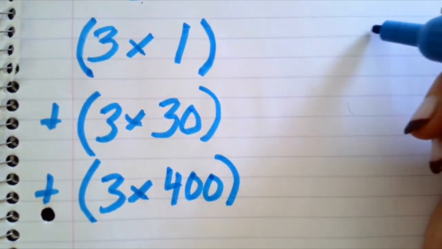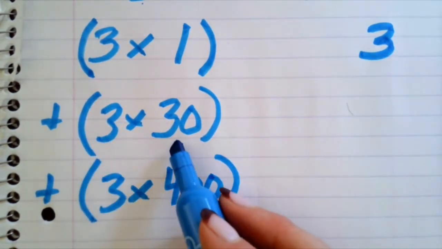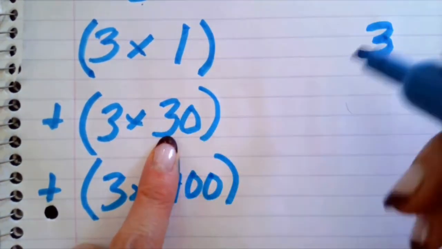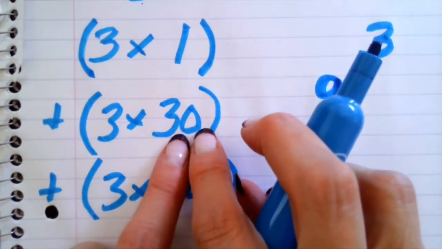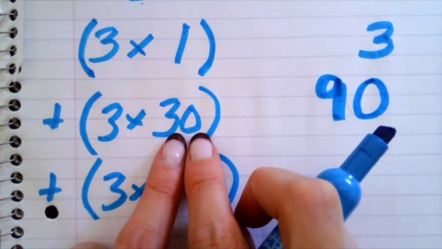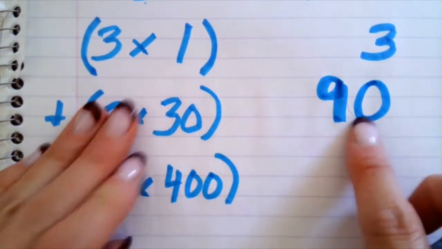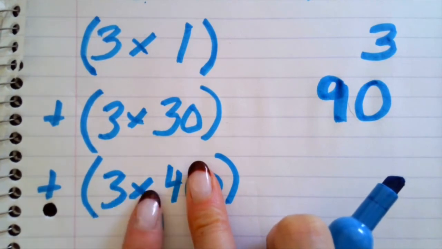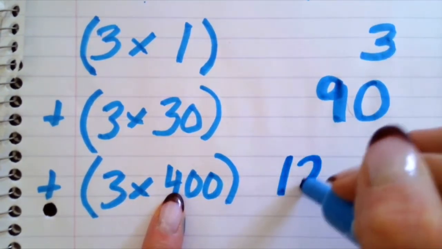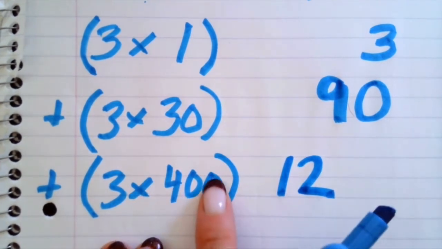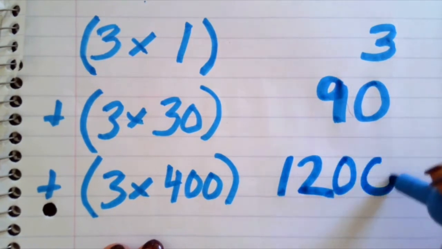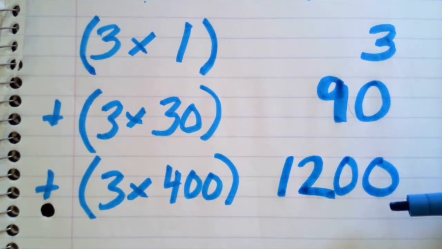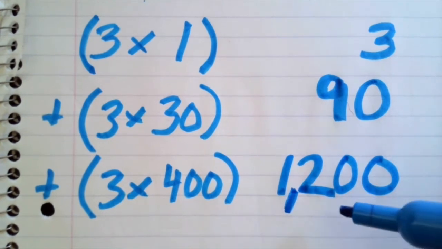3 times 1 is 3. 3 times 30, remember the associative property, cover the 0. 3 times 3 is 9. Put the 0 in the ones column because we are multiplying by 10 there. 30 is 3 times 10. What's 3 times 400? Cover up the zeros and remember 3 times 4 and then put the zeros in the ones and tens places. So our partial products are 3, 90, and 1200. We can put a comma there.